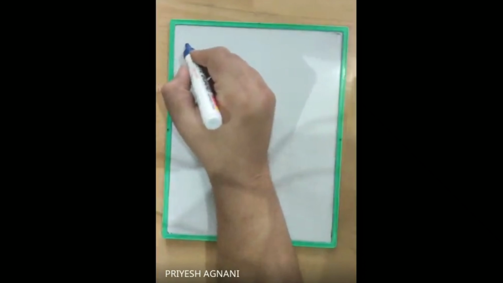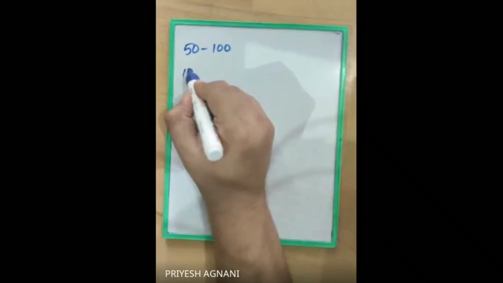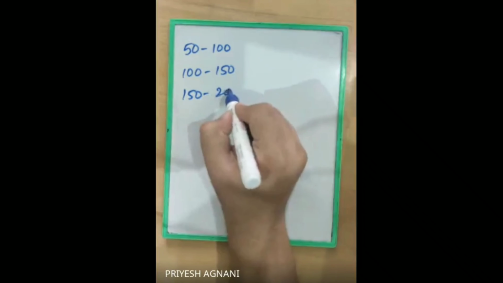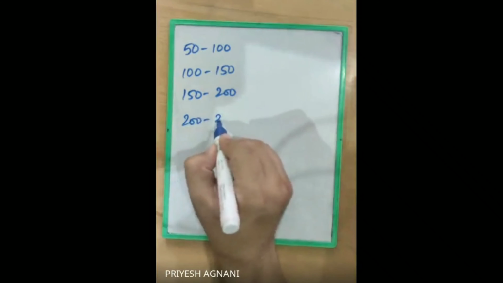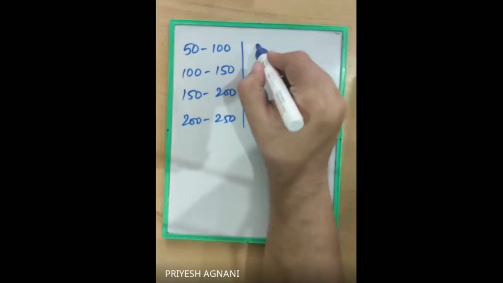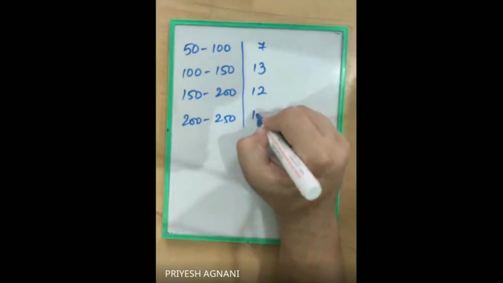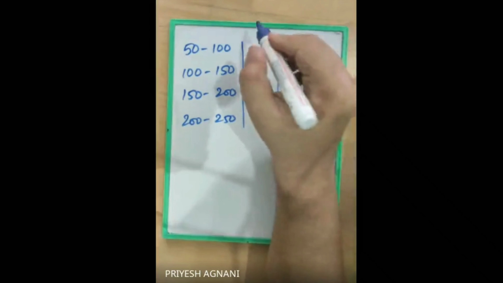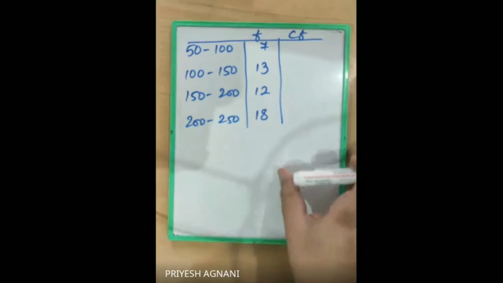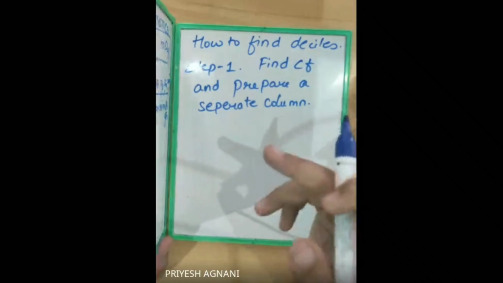For example, 50 to 100, 100 to 150, 150 to 200, 200 to 250. The frequencies given over here are 7, 13, 12, 18. These are the frequency. Now we have the CF. See, the first step is to find the CF and prepare a separate column.